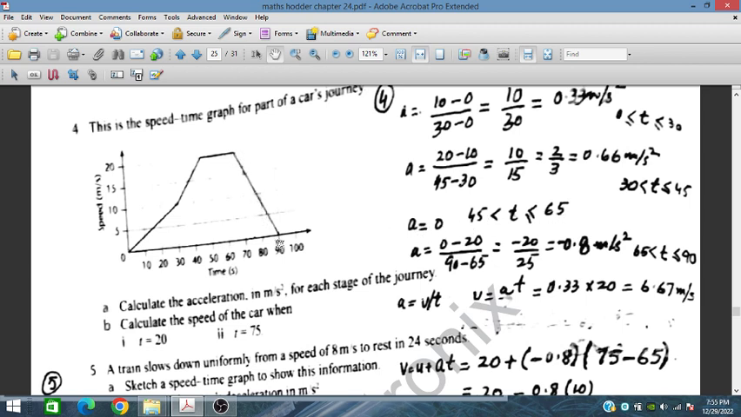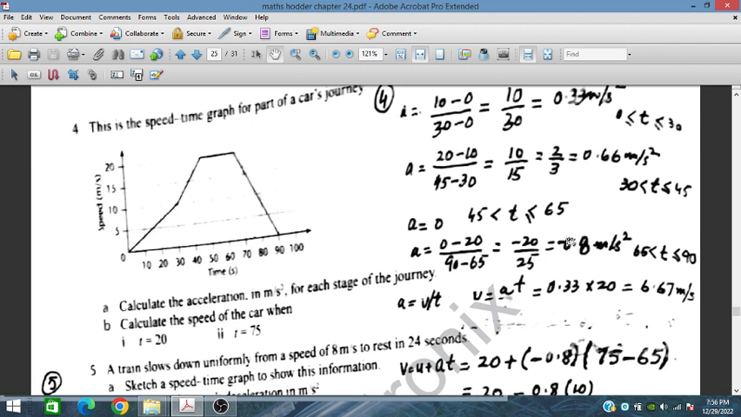In the last stage from 65 to 90, the final speed is 0, initial speed is 20 meters per second. So the difference is 0 minus 20, and the time is 90 minus 65, and here we have this negative sign showing that the speed is decreasing, so minus 20 upon 25 is minus 0.8 meters per second square for the duration from 65 to 90. So acceleration for this duration is this.